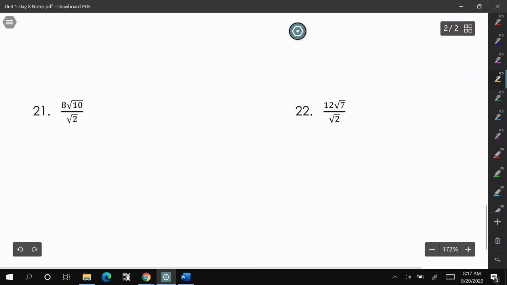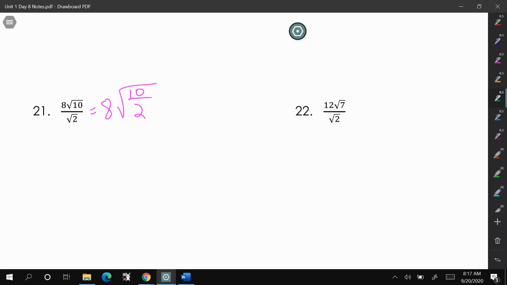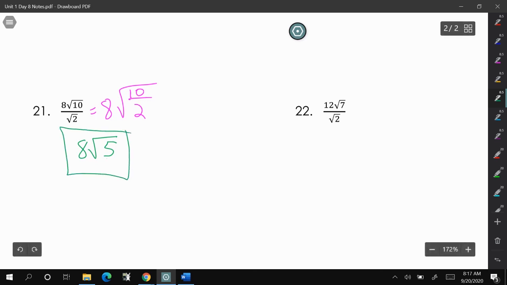Number 21. So 8, and then 10 over 2. And then we can do 8 times the square root of 5, because 10 divided by 2 is 5. And since we can't simplify 5, like we can't break up 5 into a perfect square factor, this is our final answer.